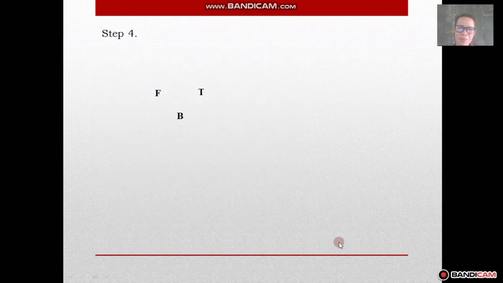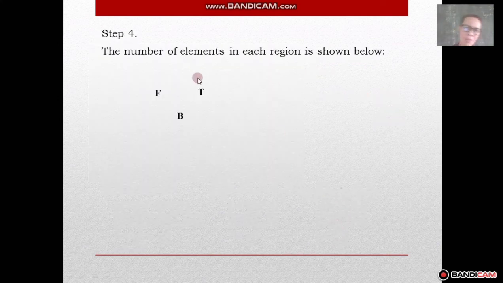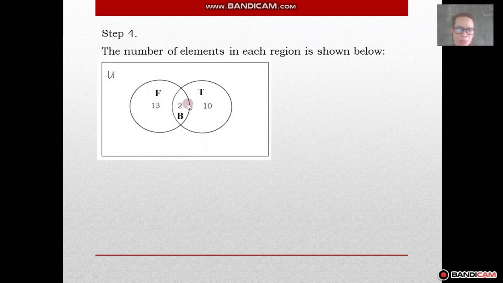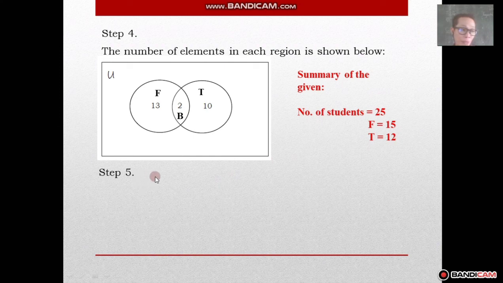Alright, now step 4, use the operations. So these are the number of elements in each region shown in this Venn diagram. So 13 students use Facebook only, then 10 students use Twitter only, and there are 2 students who use both. Alright, okay, now summary of the given. Then step number 5, answer the questions being asked. Okay, these are the questions.